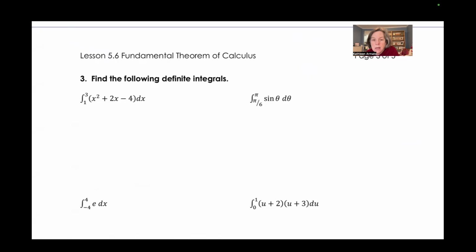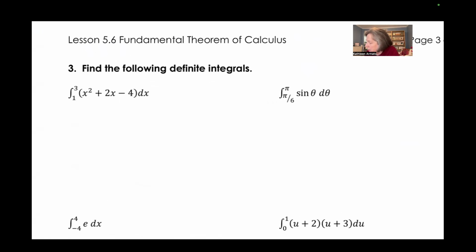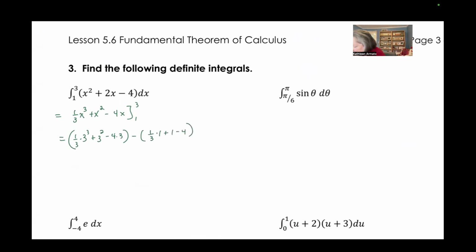All right. So let's just do a couple examples. Find the following definite integrals. X squared, if I integrate, it's 1/3 x cubed. The integral of 2x is x squared. The integral of 4 is 4x from 1 to 3. So I'm going to plug in 3 for x minus, and then I plug in 1, 1/3 times 1 plus 1 minus 4. And if I do all that math, you should end up with 26/3.